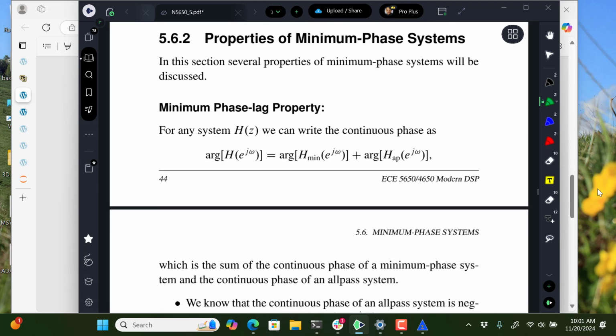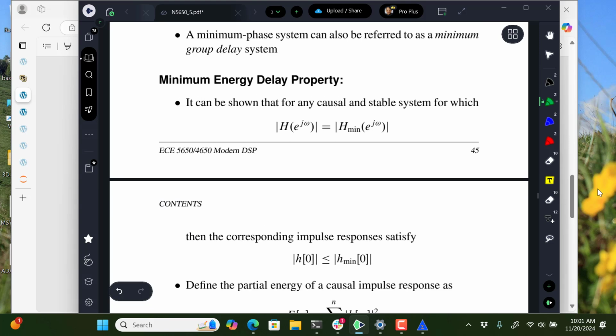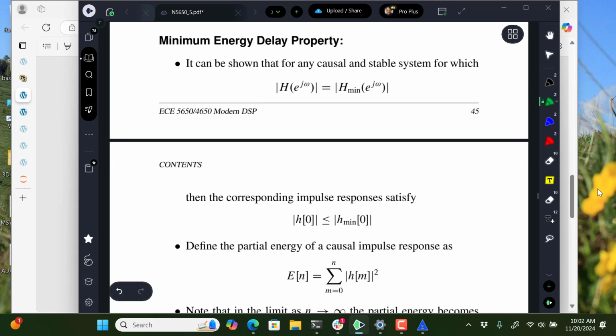So, properties of minimum phase systems, a lot of properties, and I don't really have time to go through all of them, but there is a bonus problem that you can work on. It's called the minimum energy delay property, and this is related to the example that this chapter started with. When I put an all-pass system in, I increased the group delay, and that was making it a non-minimum phase system. And remember, as a result of that, the waveform took longer to go through that system than it did the other one.